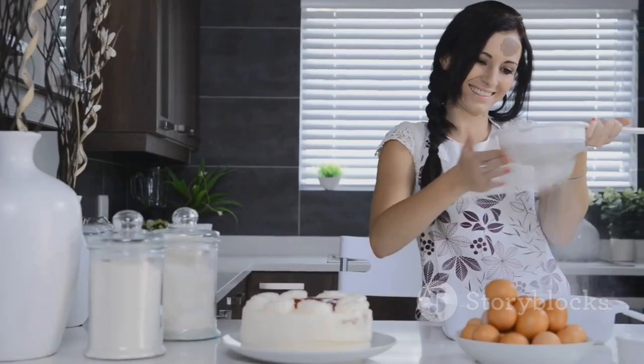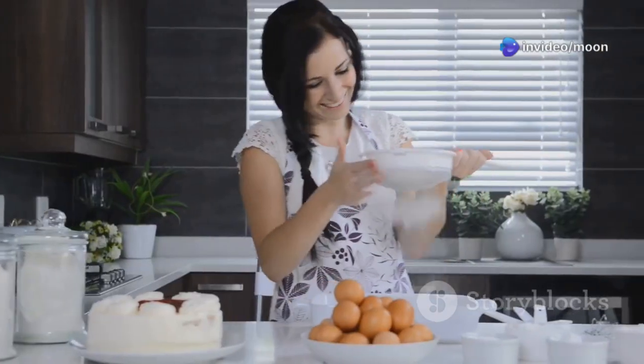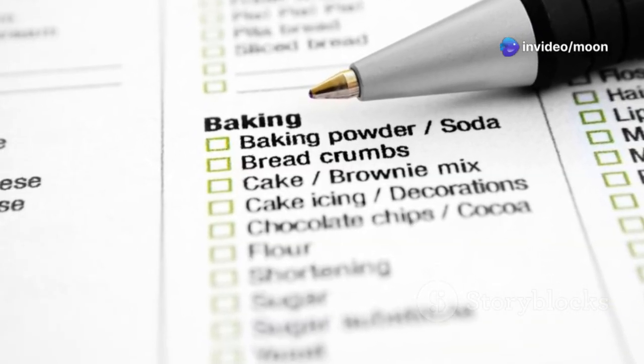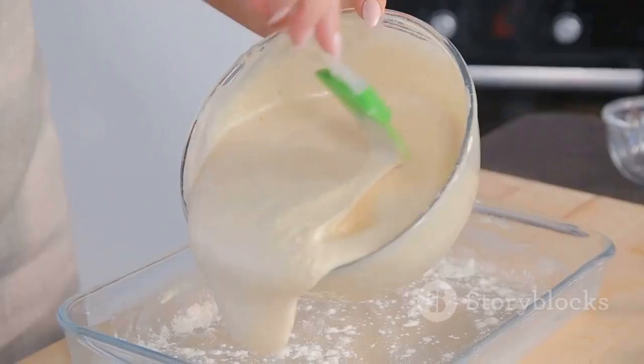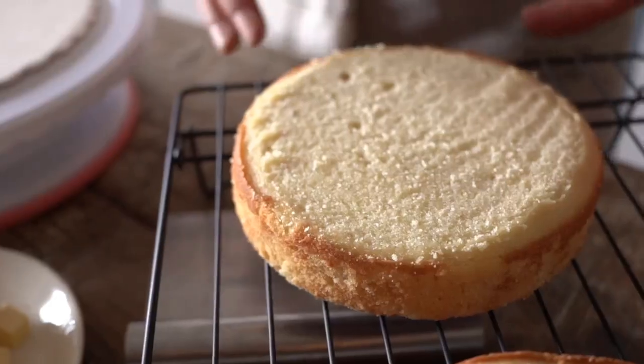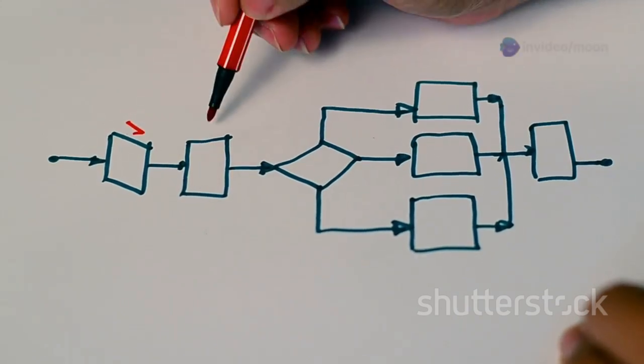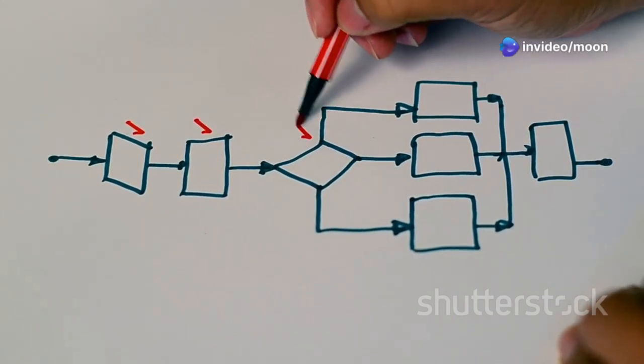Let's say you're outlining the process of baking a cake. Your flowchart concept map might start with gather ingredients, followed by mix ingredients, preheat oven, pour batter into pan, bake, and finally cool and serve. Each step is connected by arrows, illustrating the sequence in which these actions should take place.